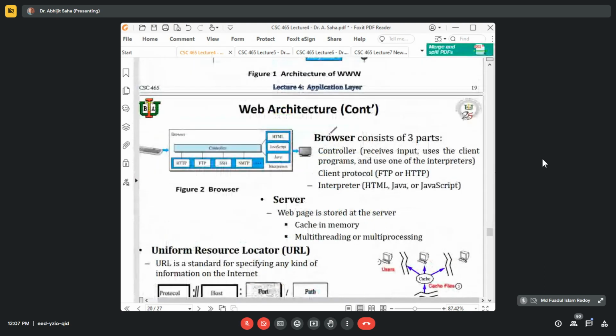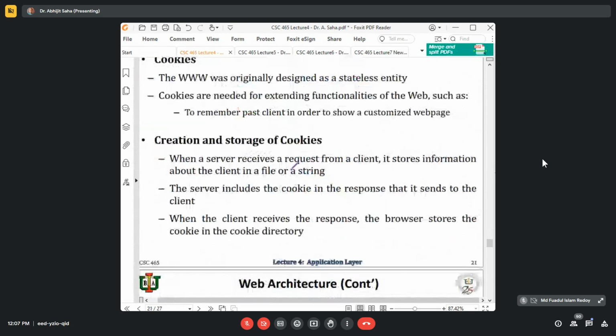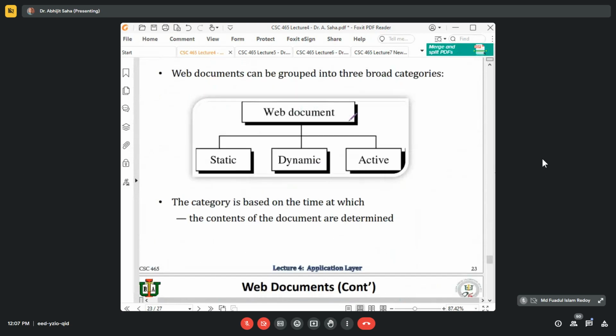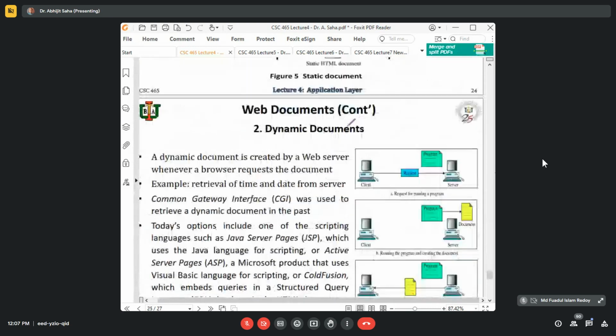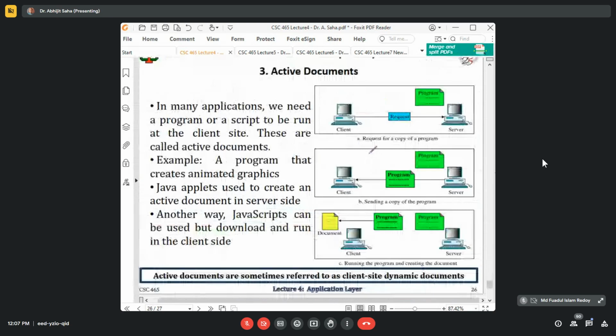And these are the defined terms, the browser, server, URL, that you need to study. With that, the cookies example: what is a cookie, and the cookies example, and also the static, dynamic, and active documents with the example figure that you need to study. Okay, so these are the things you need to study from this chapter number 4.